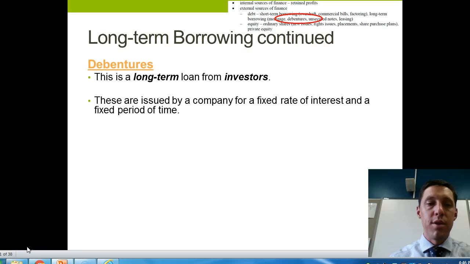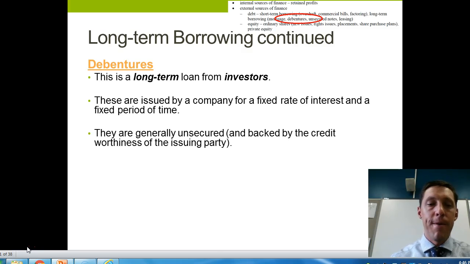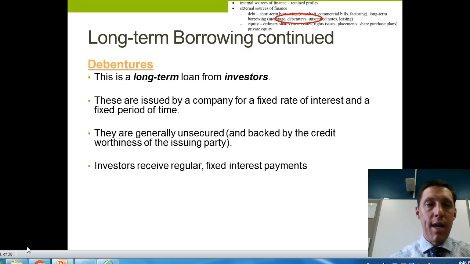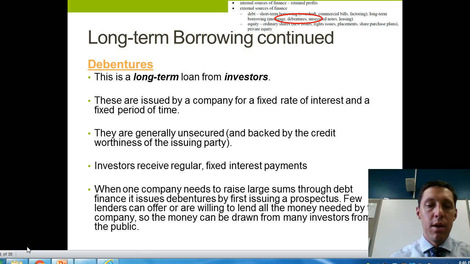So these debentures are generally issued by finance companies for a fixed rate of interest and for a fixed period of time. They're generally unsecured, so it's money given by an investor, or lent effectively via an investor, to a borrower, and there is no collateral attached, and they are unsecured. The investor who has provided the capital is getting a regular fixed interest repayment in return for lending this money, and often there is a prospectus required for the issue of these debentures.